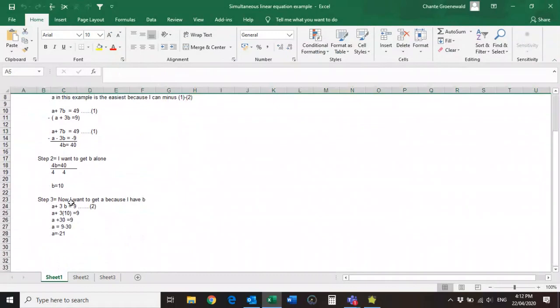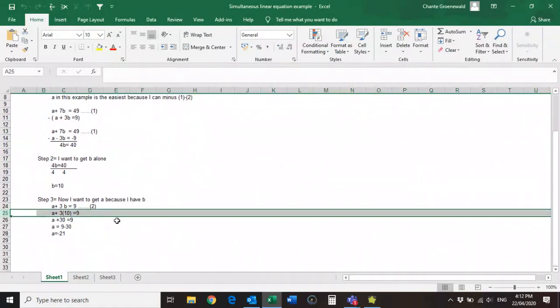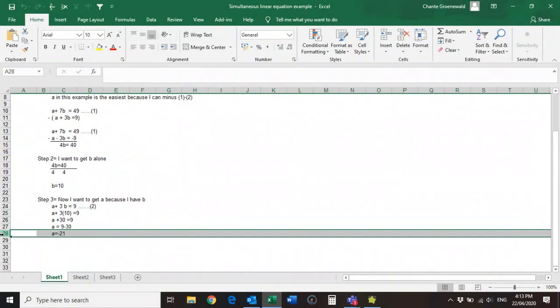Okay, so now what do I do? I have substituted, can you see here, 10 into B's place because the value of B is 10. That gives me an answer of 30. When I take it over the rainbow, remember that changes the sign. So we have A is equal to 9 minus 30, and therefore we have an answer of minus 21.